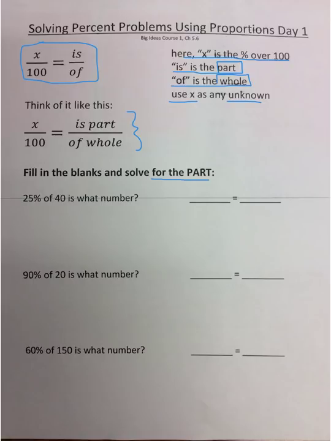Well, when you hear a percent, it automatically goes over 100. 25 over 100 of 40. Do you see how of and 40 is kind of connected? That means 40 goes on the bottom. Is what number? That means we don't know the is.